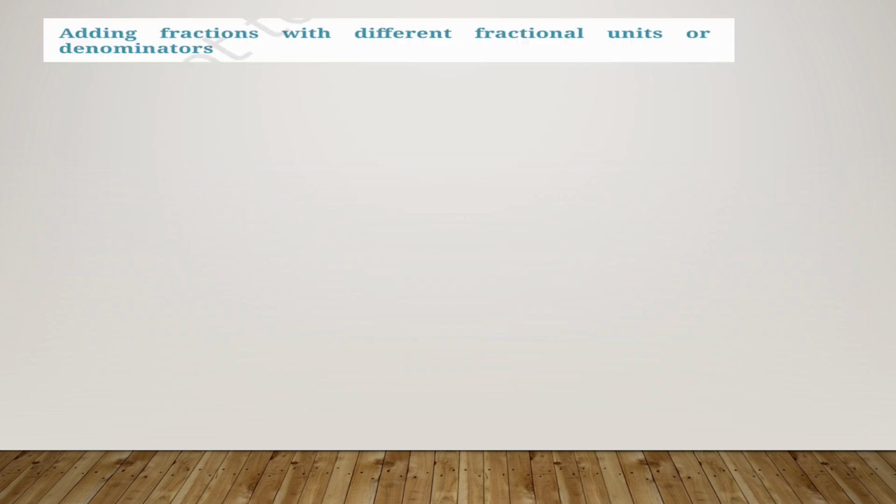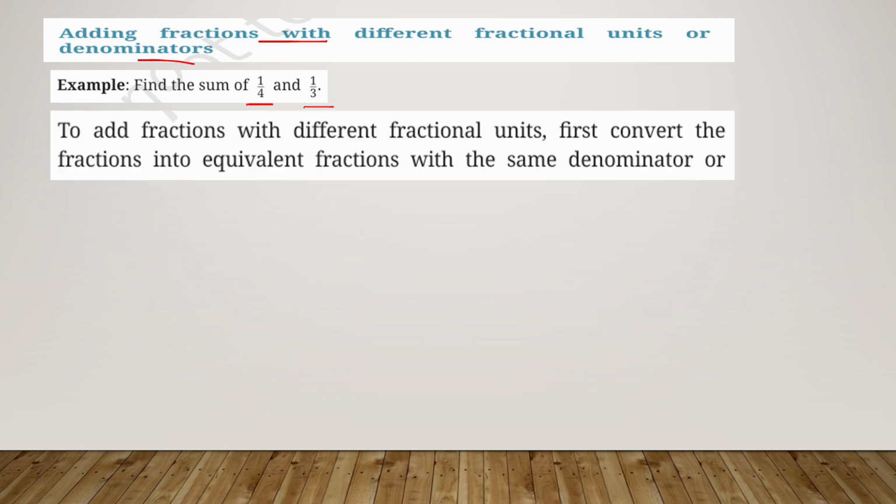Adding fractions with different fractional units or denominators. Next we will see addition of fractions with different fractional units or with different denominators. See this example, find the sum of 1 by 4 and 1 by 3. Here, the two fractions given are 1 by 4 and 1 by 3. See the denominators, they are different. In 1 by 4, the denominator is 4 and in 1 by 3, the denominator is 3. That is, they have different denominators or different fractional units.